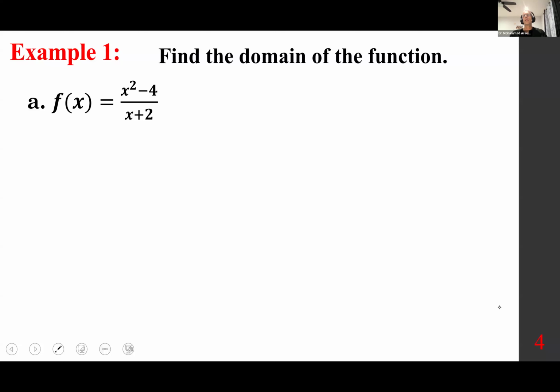We want to find the domain of the function. This is a rational function. And in short, you set the denominator equal to 0 and exclude that. So x plus 2 equal to 0, x is negative 2, so you exclude it. This is one way to represent it. With the interval notation, we write negative infinity to negative 2, union, negative 2 to infinity.